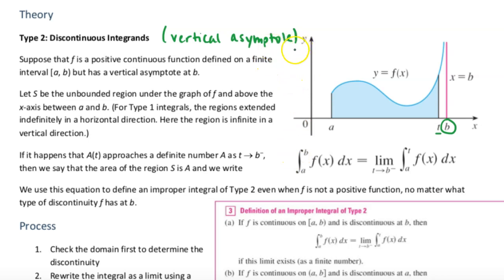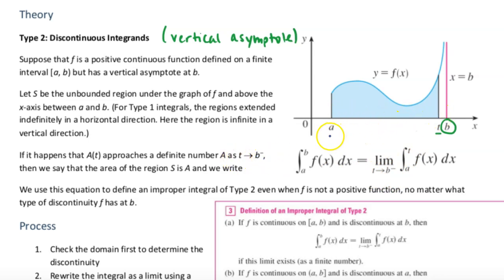Unlike in our case 1 situation when one of our bounds was infinity and we had a horizontal asymptote. And so that's really the only difference, but our process for the most part isn't changing. So that's the good news. So the other important thing here is that now we're going to only worry about these directional limits, remember.